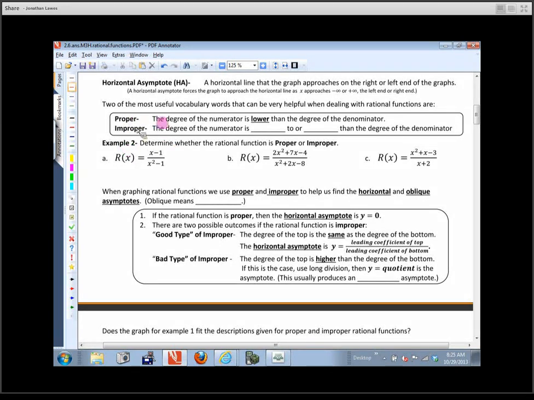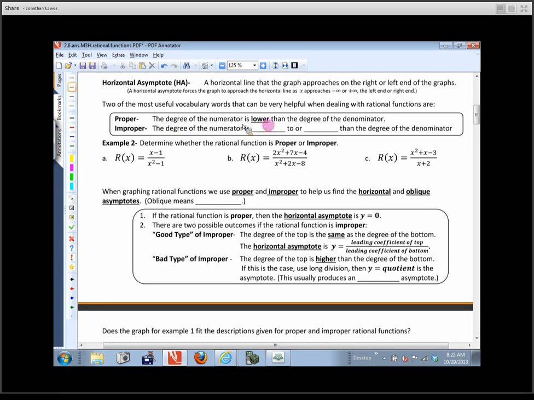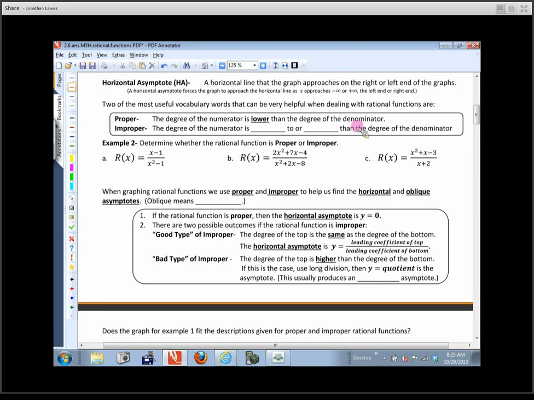So a proper fraction is one where the degree of the numerator is lower than the degree of the denominator. Kind of makes sense. Top is lower than the bottom. Okay, and an improper rational function is where the degree of the numerator is equal to or greater than the degree of the denominator. Okay?